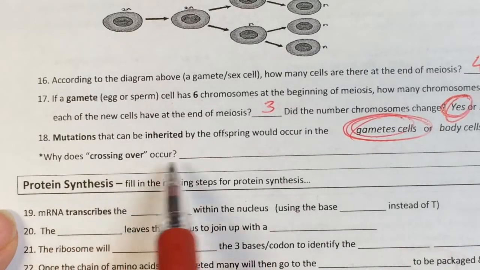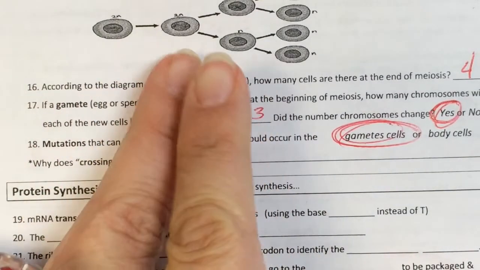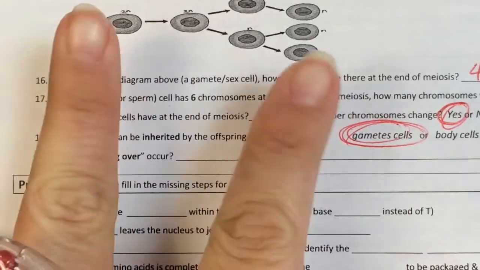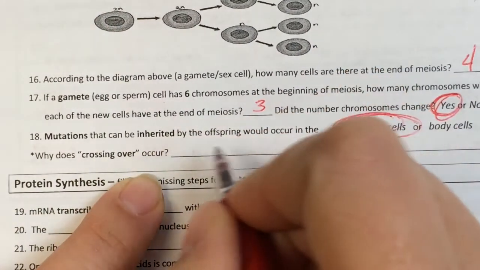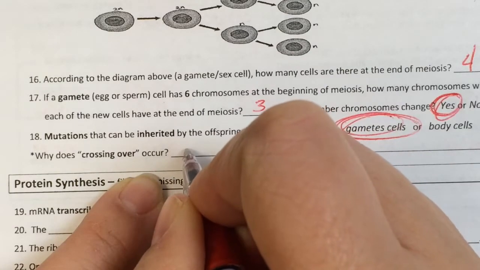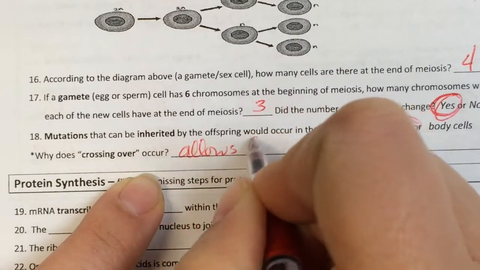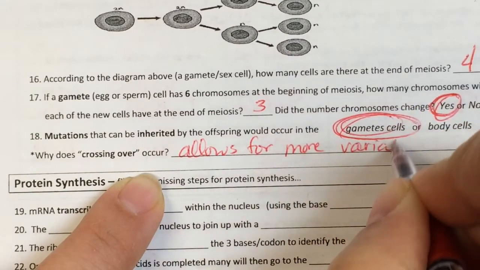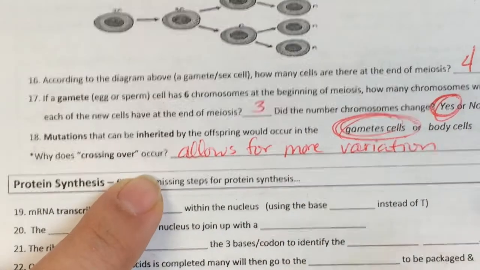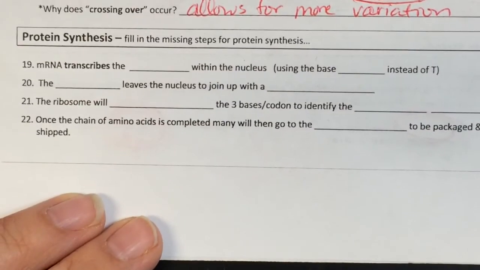Why does crossing over occur? Remember, that's when they're all lined up and then they'll switch and pass off other parts of DNA to the neighbor. And so crossing over occurs so it allows for more variation or variety, gives us more options in our offspring and what makes you super unique.